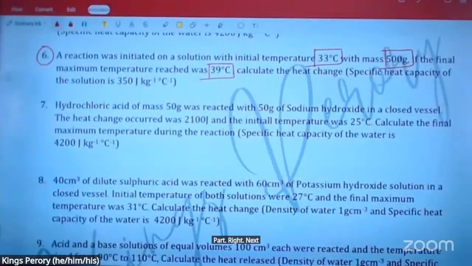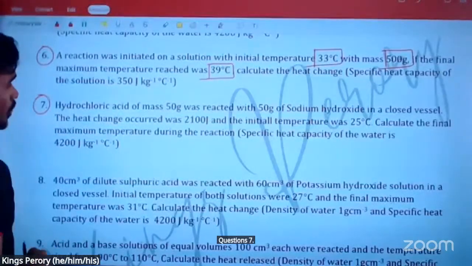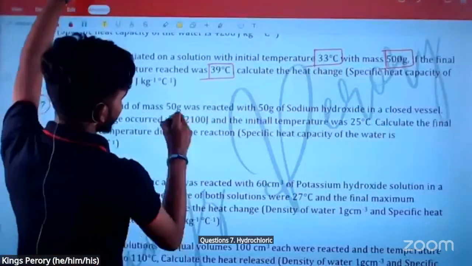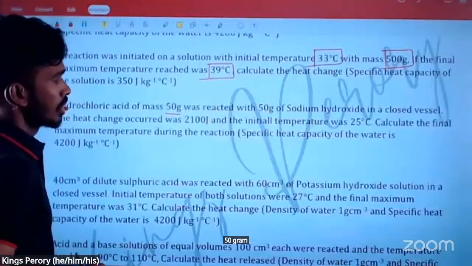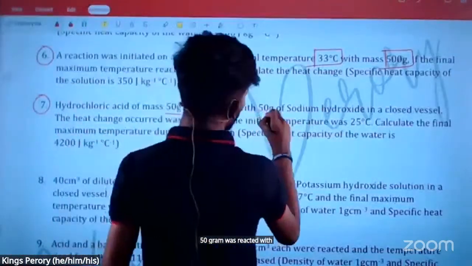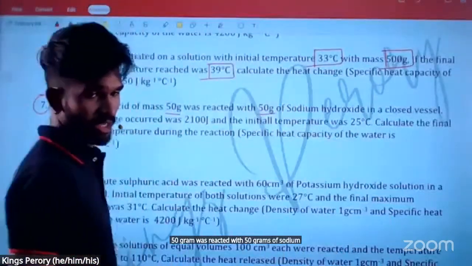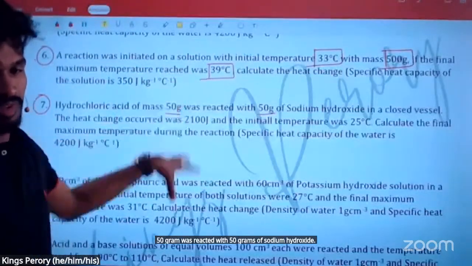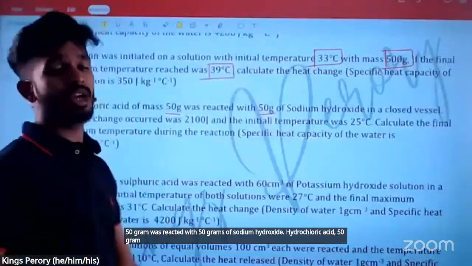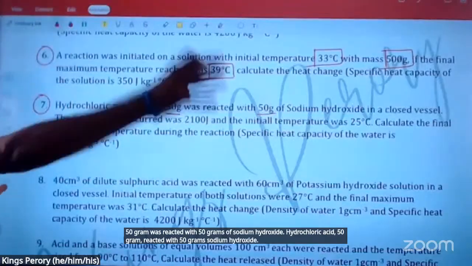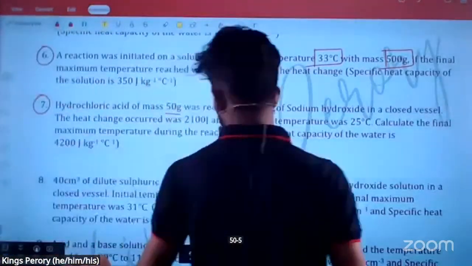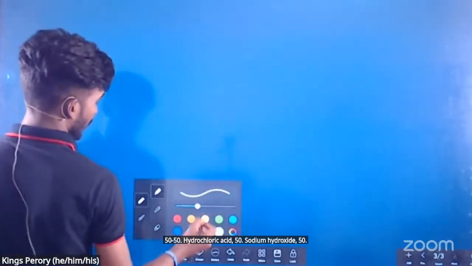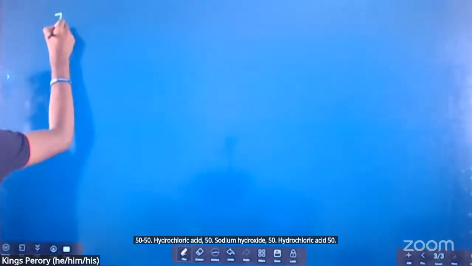Next question. Question 7. Hydrochloric acid of mass 50 grams was reacted with 50 grams of sodium hydroxide. Hydrochloric acid 50 grams, sodium hydroxide 50 grams.